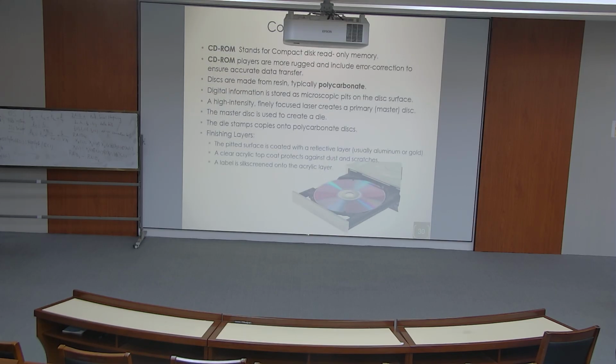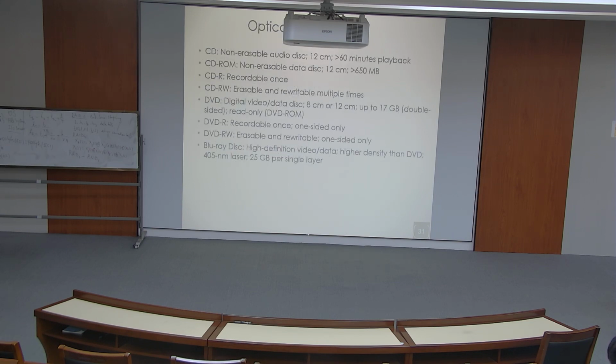Here we have a compact disk. We discussed this one. We have the CD-ROM, and we have also discussed how it works. We have the master disk, which is used to create a die. Then the die has to stamp copies onto what we call a polycarbonate disk. Then we have the finishing layers. Here we have optical disk products that include the CD-ROM, the CD-R, the CD-RW, and the DVD as well. So these are the optical disk products. They are also a type of external memory.